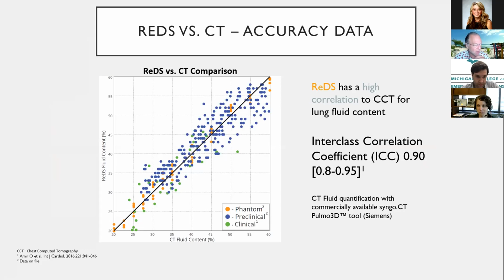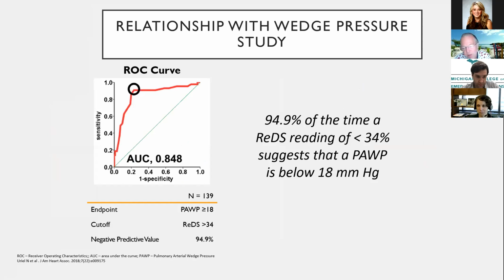But if that is the gold standard, you can see that the correlation between the REDS and the CT comparison is pretty darn good. It's got a 0.9. The other thing it correlates with, which you would hope, is wedge pressure. So you can see the ROC curve there.